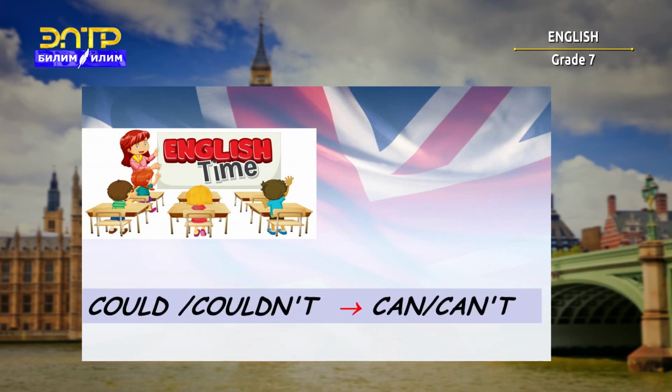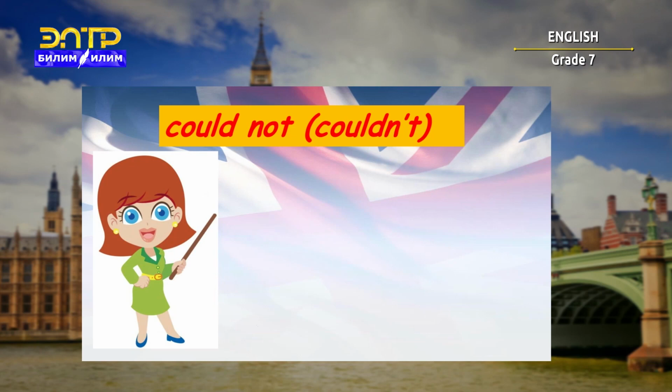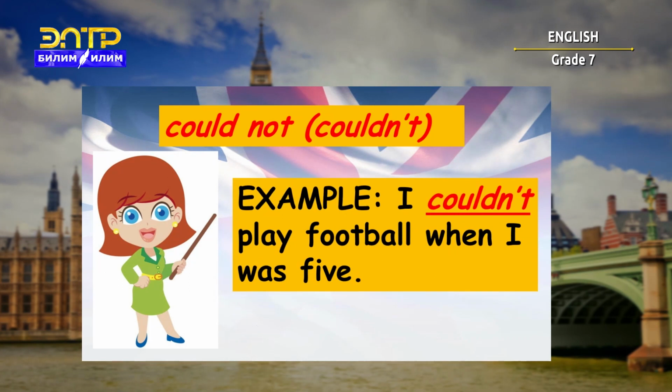Could and couldn't are the past tense forms of can and can't. We use them to talk about ability or possibility in the past. For example, I could play football when I was 5. We use could not, that is couldn't, to talk about what wasn't possible in the past. Now, let's look at the example with the negative form of could. I couldn't play football when I was 5.